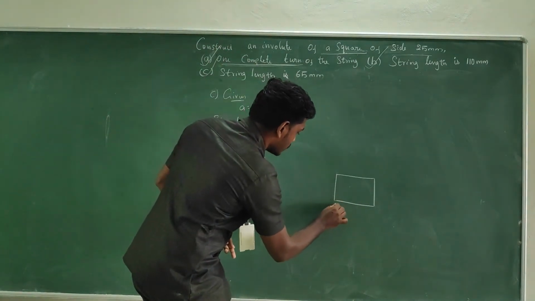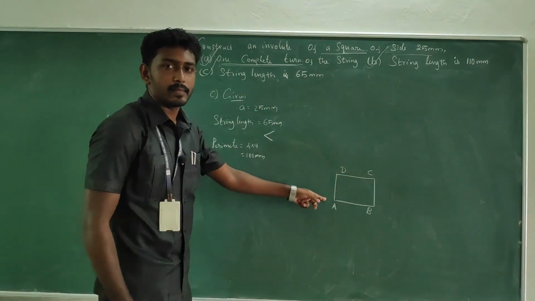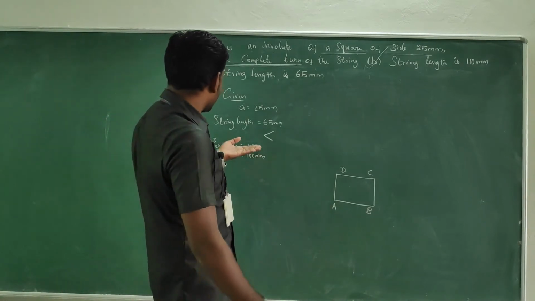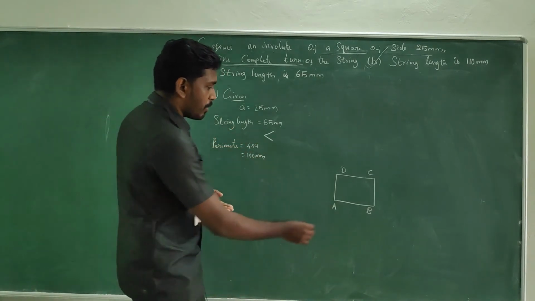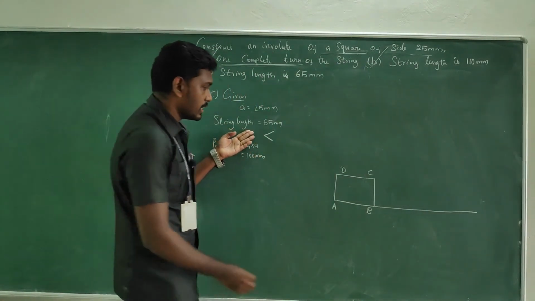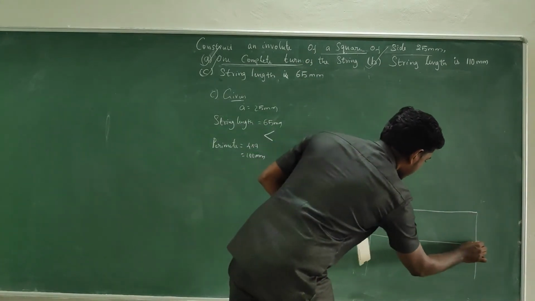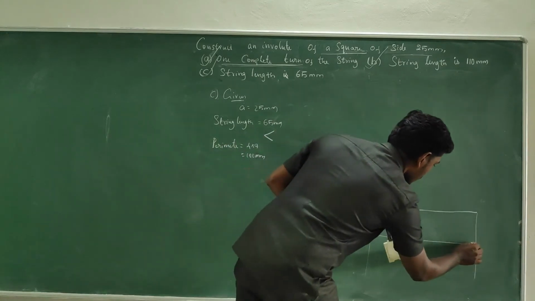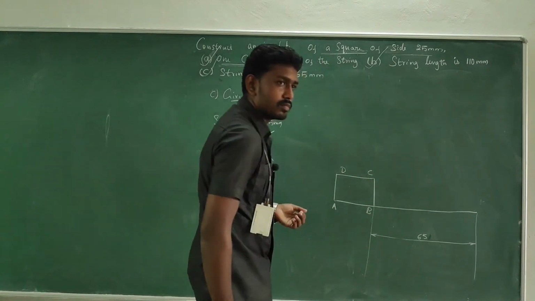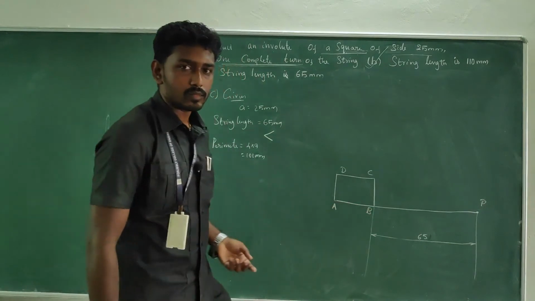I'm going to take this point as A, this is B, this is C, and this is D. Okay, so the same principle, same construction. From the B point we take a line which is nothing but the string length, and here the string length is 65. So take the length 65, and this is the string length, so mark the end with P.